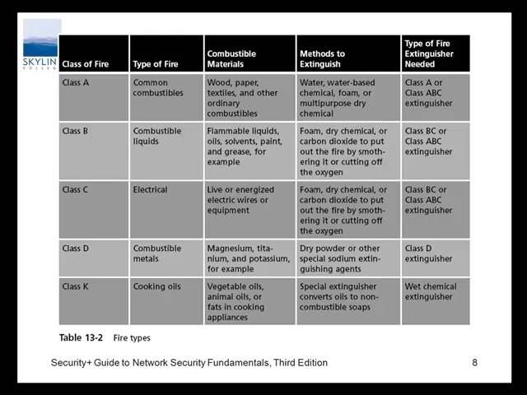And Class K, cooking oils, is actually a relatively new class. It's a subcategory. I think in Europe they say it's a subcategory of B. So we have cooking oils here, vegetable oils, fats, and appliances. A special extinguisher converts the oils to non-combustible soaps, and that's the reason they've made this its own class, because you can have a special type of suppressant for it. You probably ought to have one of these in your kitchen, shouldn't you? Because that's where most of this stuff is going to be an issue.